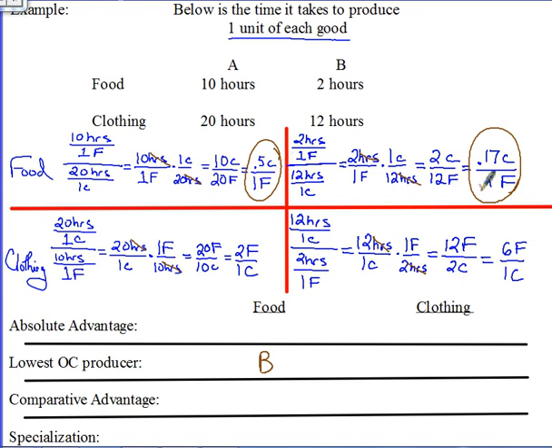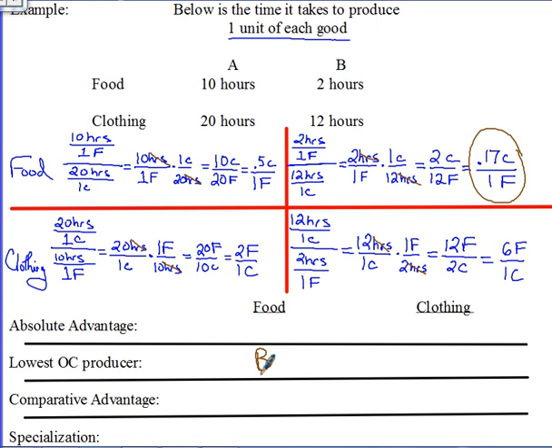And actually, I want to get rid of one of these because I just want to have circles. Let me just back this up here. I just want to circle the lowest opportunity cost producer. So there we go. So B is the lowest opportunity cost producer of food. So let's put that back down here.